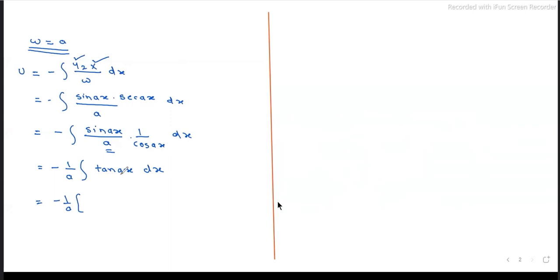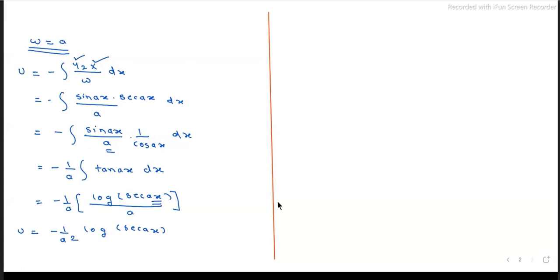Do you know what the integration of tan x is? Log of sec x. Integration of tan x is log of sec x. So what is integration of tan ax? Log of sec ax divided by derivative of ax with respect to x, which is a. Finally you get the value of u. What is the value of u? Minus 1 by a square log of sec ax.